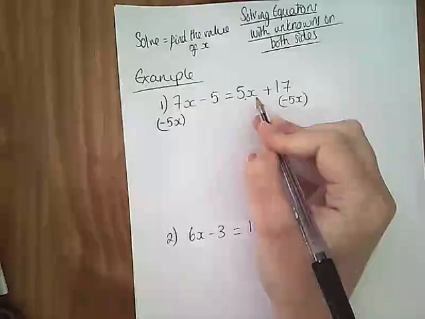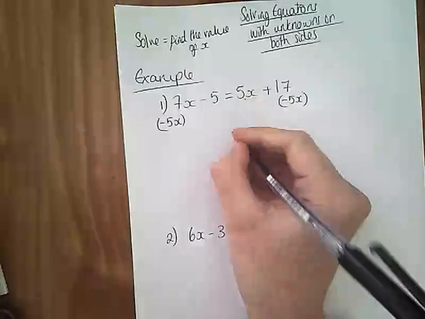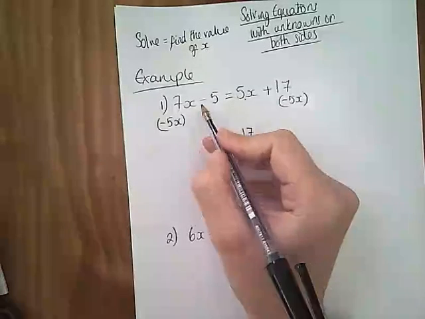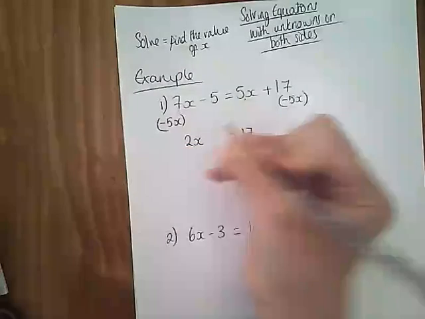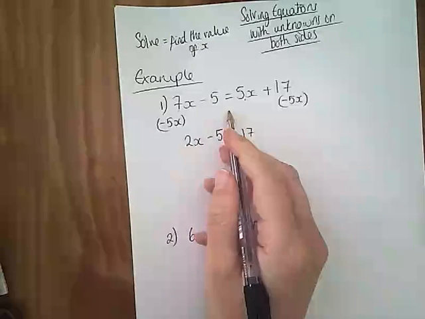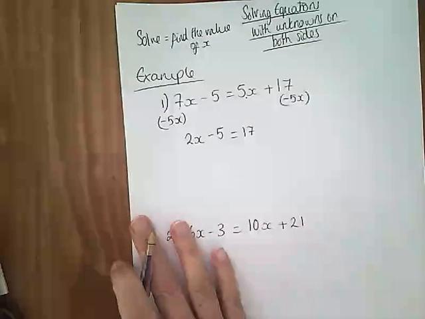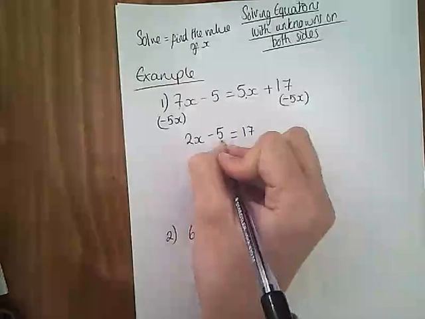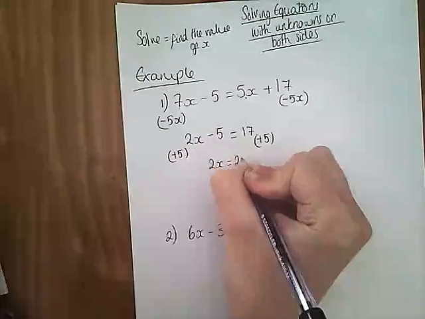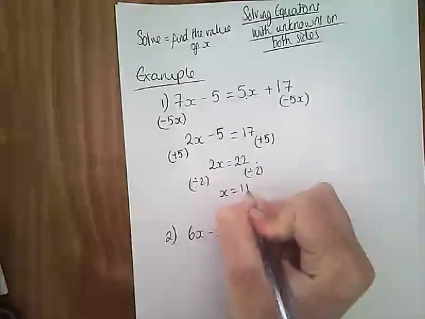So if I do 5x and I take away 5x, that gets rid of that, which leaves me with just 17 on the right hand side. On the left hand side, because I've taken away 5x from the right hand side, I've got to do the same to the left. So 7x take away 5x makes 2x. Now obviously this minus 5 is still exactly the same, because don't forget you cannot take x's away from numbers: this hasn't got an x on it and this has got an x on it. And now it should just be a two-step equation. So the opposite of taking away 5 is to add 5. So we get 2x equals 22, and then divide by 2, x equals 11.